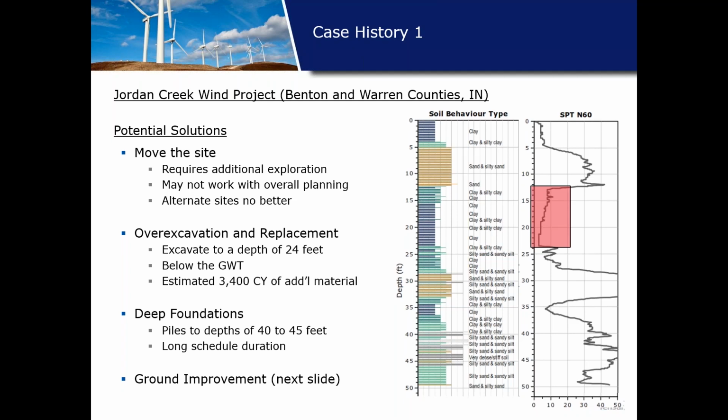You could do over excavation and replacement on this project. So you could remove all the soils down to about 24 feet. However, you're going to be below the groundwater table with sand, and it's going to require an additional 3,400 cubic yards to be removed. And a last option would be deep foundations; I would assume you'd have to go down to about 40 to 45 feet. And then lastly, there's obviously ground improvement. And since this is a case history, clearly that is what they selected.